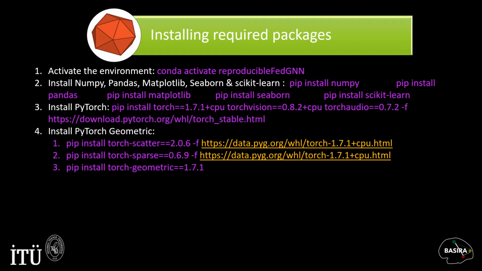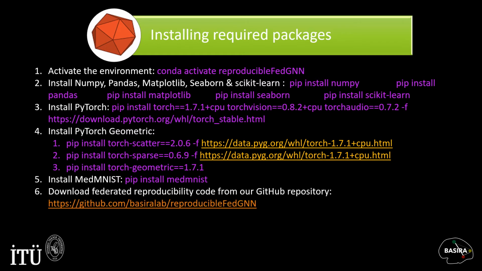Installation command might change depending on your system. Please read the PyTorch Geometric documentation. Next, use pip to install medmnist. Finally, go to the following GitHub link and download our federated reproducibility code.